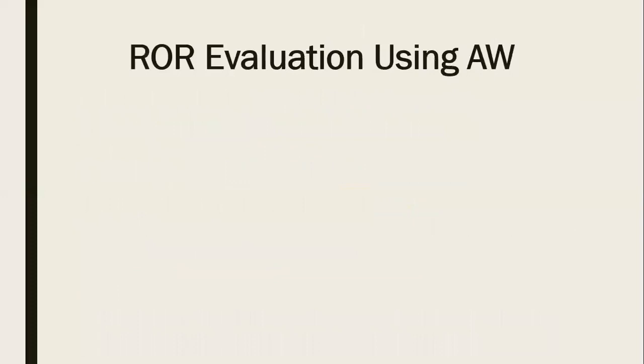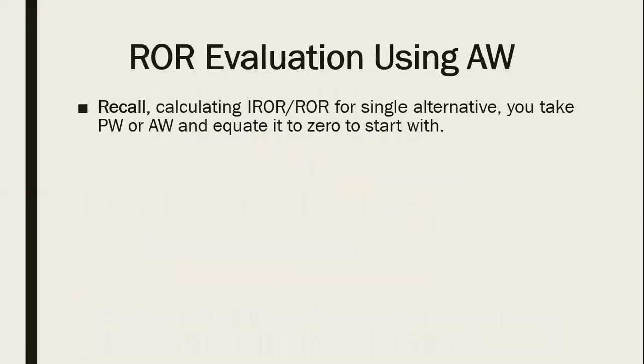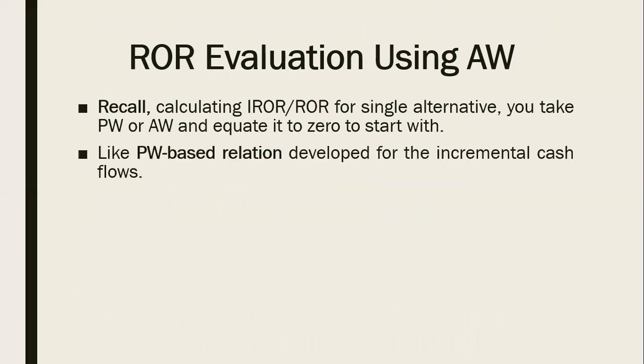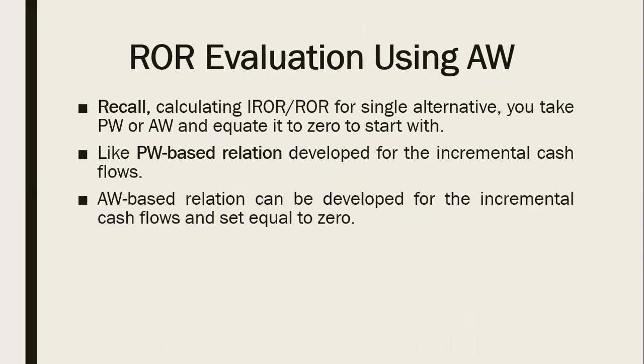ROR evaluation using annual worth. Just recall calculating internal rate of return or rate of return for a single alternative. You take present worth or annual worth and equate it to 0 to start with. Like the present worth based relation developed for the incremental cash flows, an annual worth based relation can be developed for the incremental cash flows and set equal to 0.